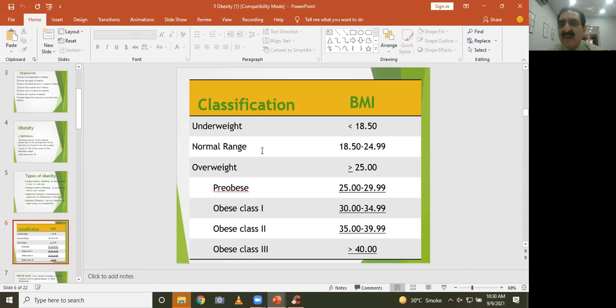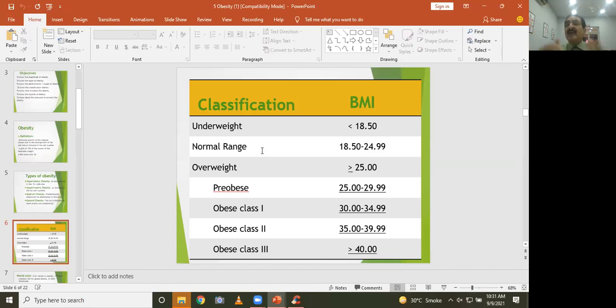So depending upon the BMI, who will be underweight? The underweight is a person whose BMI is less than 18.5. If you divide the weight by the square of the height and the reading comes less than 18, then you are underweight. And who are the normal weight? If the BMI is from 18.5, we say usually from 18 to 25, 24.9, that is normal. And who are the overweight? Overweight are those who have more than 25 BMI.